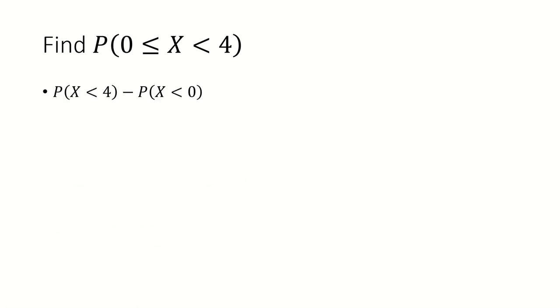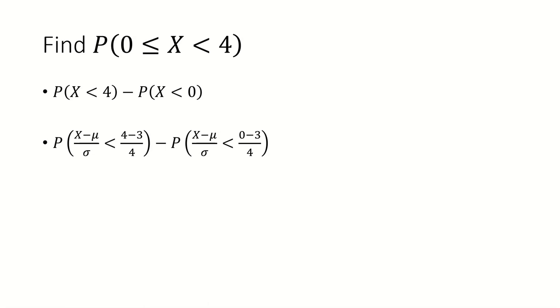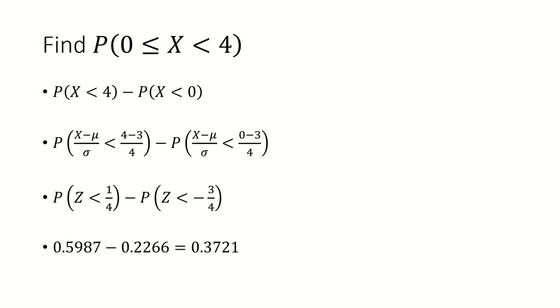To solve this, we have to subtract 3 and divide by 4. So we get the probability z is less than 1/4 minus the probability z is less than negative 3/4. Plug it in and get 0.3721 as our answer.